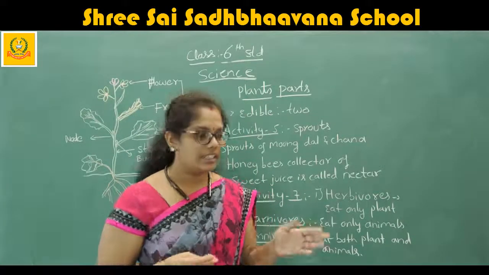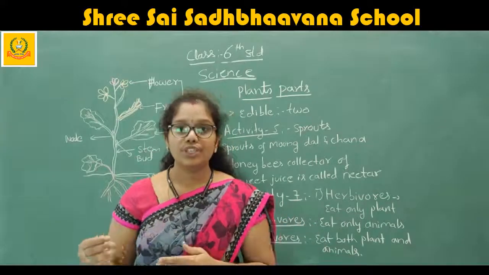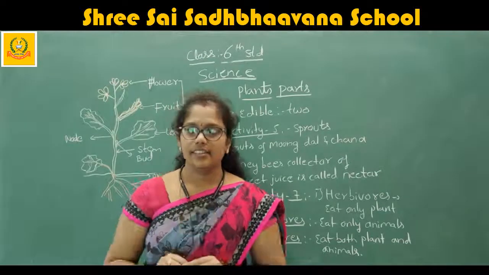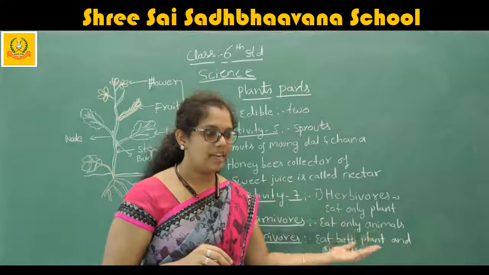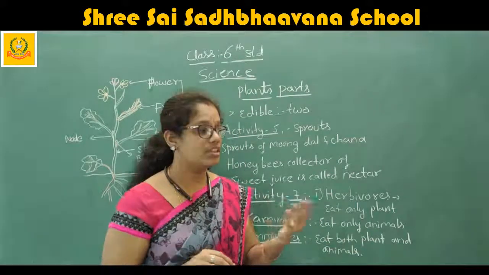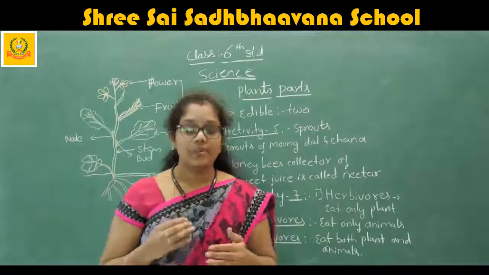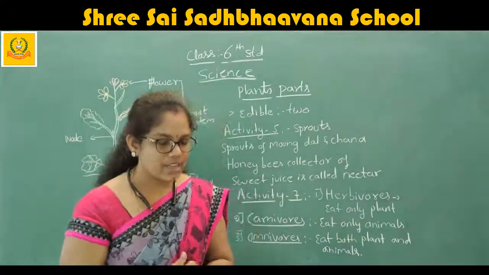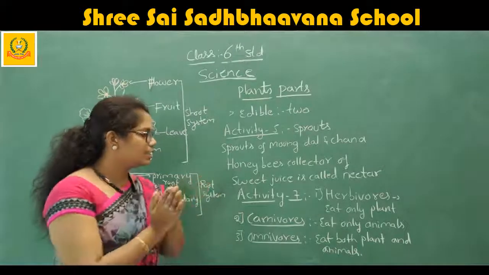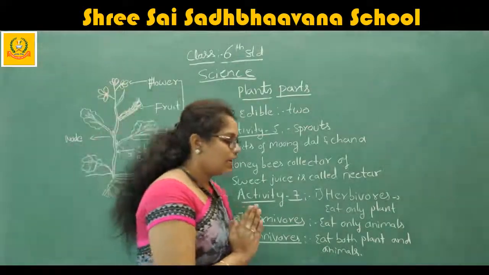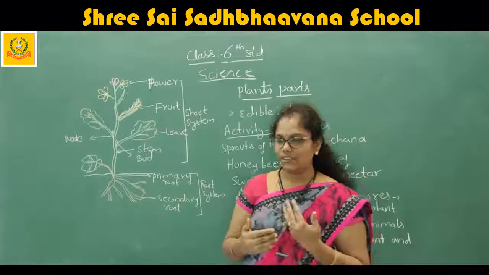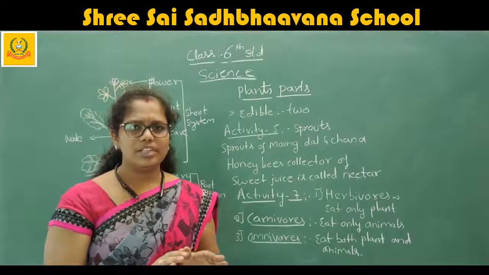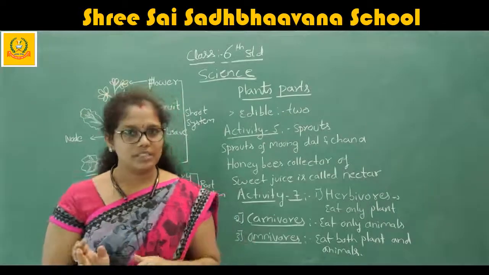Understood? Honey is also one of the nutritious things for human beings. Now all the things are done: how we get nutrition by using plants, by using sprouts, by using honey. Now we will discuss some of the animals, like not only animals, human beings also.